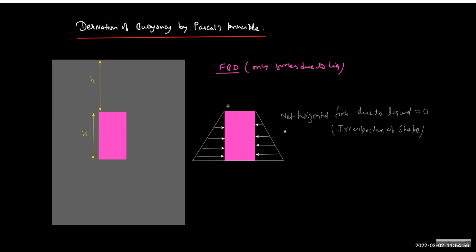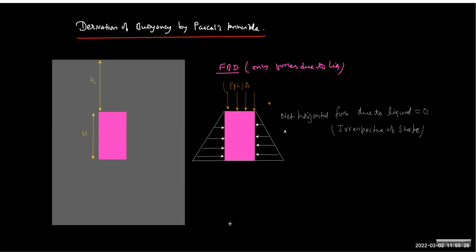So the top will apply some force. Because it's a flat surface, we can write the force easily as pressure into area. The real problem comes when the surface is not flat, because in that case it's very difficult to write the force. And because the depth is known to us, which is h, the pressure here is rho gh, and let's say A is the area of cross section.